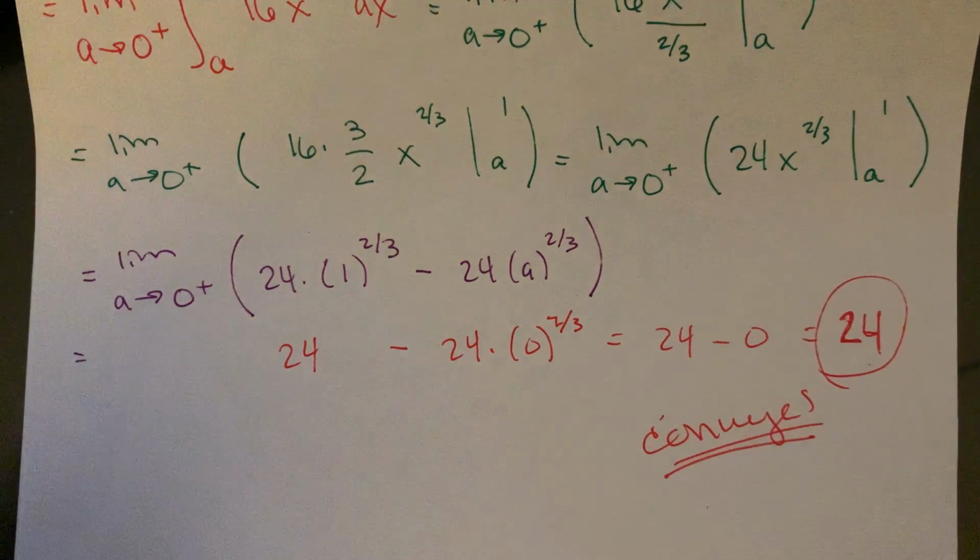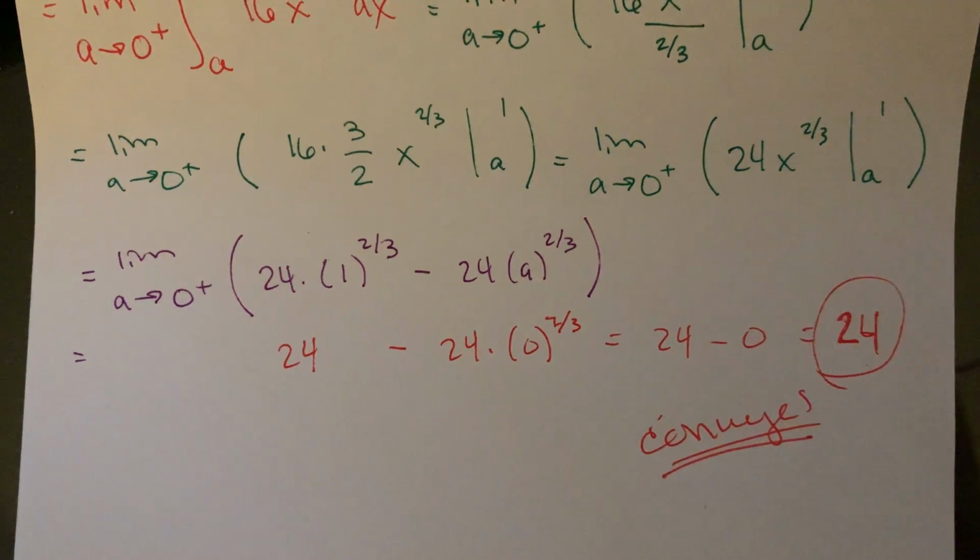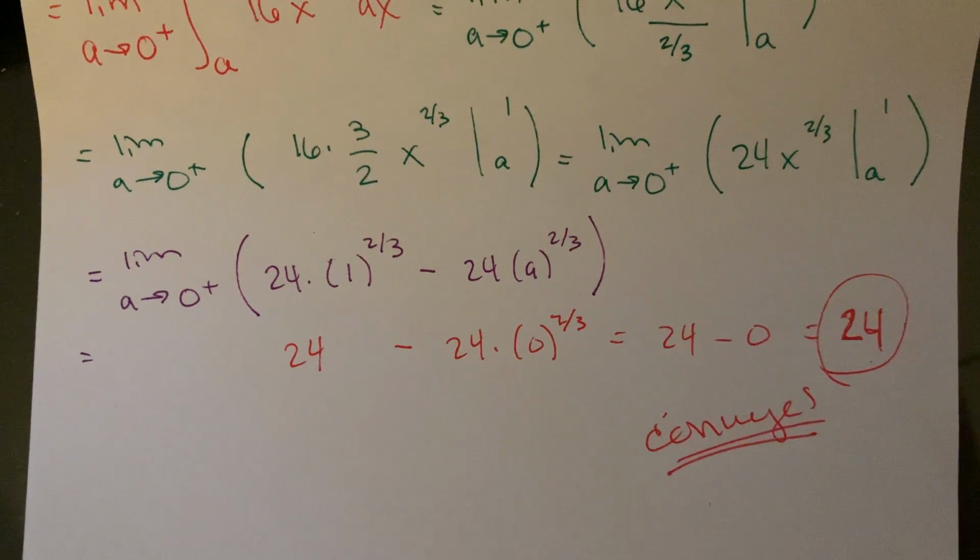Jane Doe. Jane Doe is the Converge album you want. That's the best. Anyway, that's the end of the practice test.